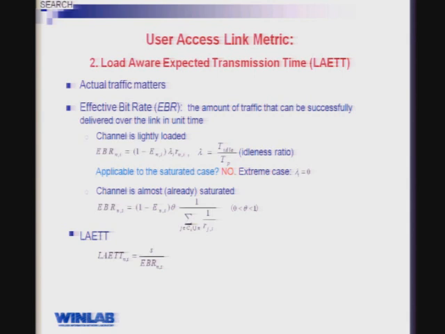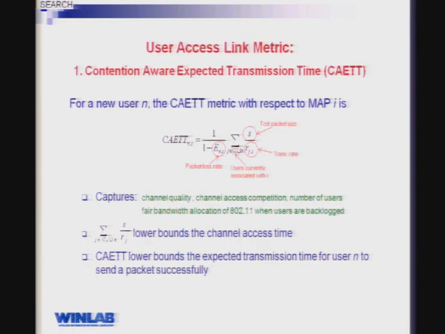And CAETT is designed based on the observation that in saturated network, users equally share the bandwidth. That summation. Could you just explain that to me? I understand the ratio, but I think it's unclear to me. It's going to be a dumb question. This one. Okay. So because when users are backlogged, users equally share the bandwidth in 802.11.